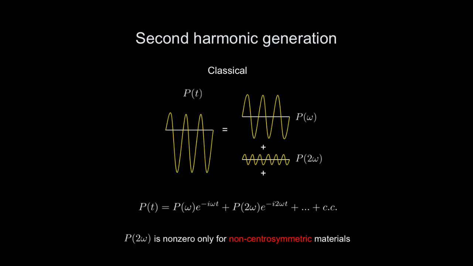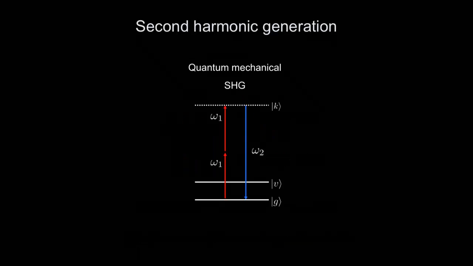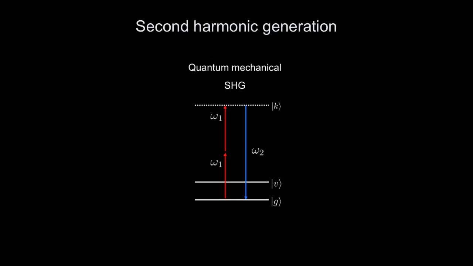Okay, now let's focus only on this guy here for the moment. The second order contribution. This is a wave that has twice the frequency of the incoming driving field. And this polarization component, interestingly, is only there if the material has a certain symmetry. Okay, and that is the basis for second harmonic generation.